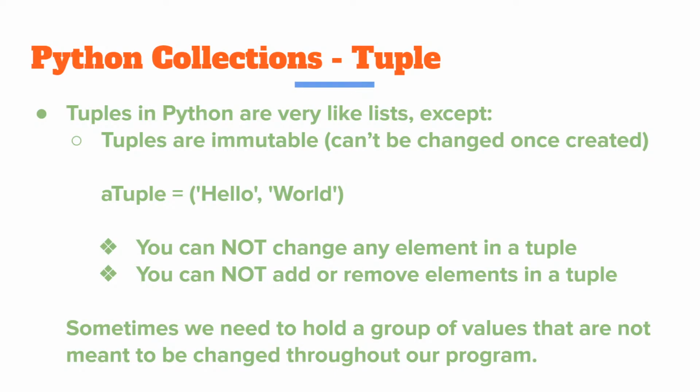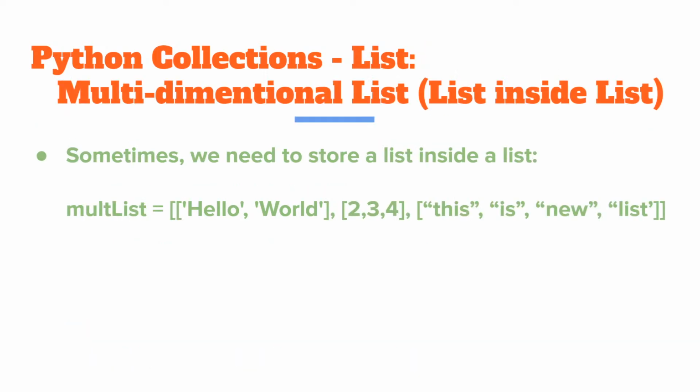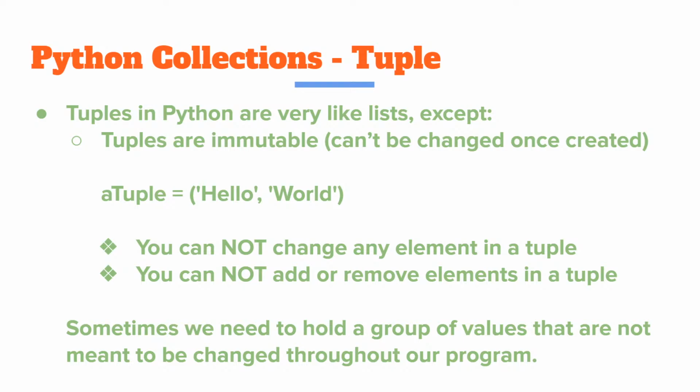So, a tuple in Python is essentially a list, except it is immutable. And just like an array in Java, a tuple cannot be changed once created. And you can see over here, when you define a tuple, instead of using the brackets as you see in a list, you're going to use parentheses. And that will show you, oh, this is a tuple, not a list.